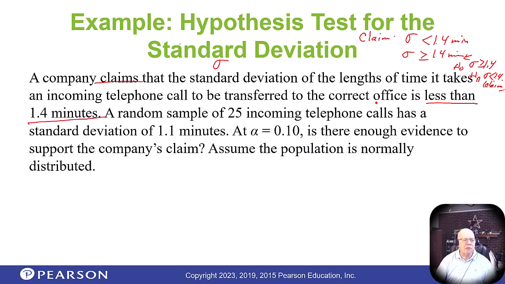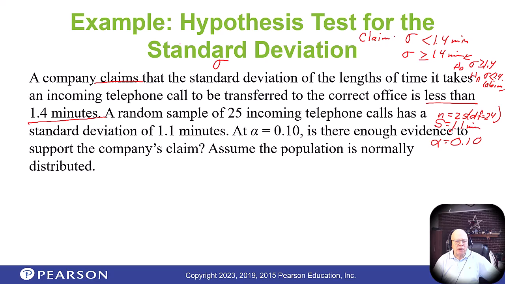Now, what do we get from our sample? First of all, we have a sample of 25. And if you want to jump to conclusions, go ahead. The degrees of freedom will be 24. From our sample, we found 1.1 minutes, and we're using a level of significance of 0.10.